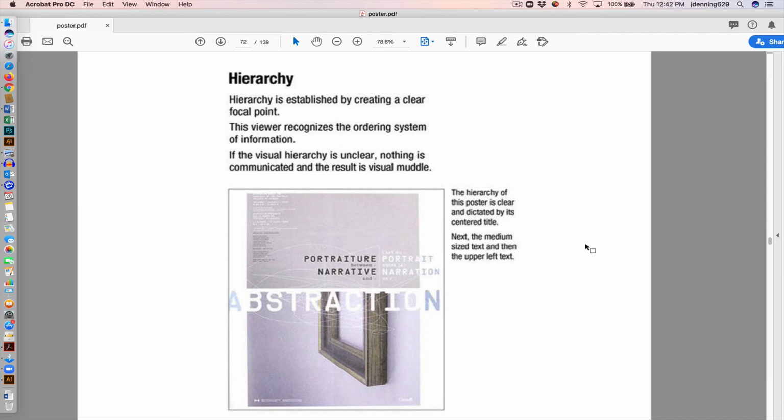Hierarchy. Hierarchy is established by creating a clear focal point. The viewer recognizes the ordering system of information. If the visual hierarchy is unclear, nothing is communicated and the result is visual muddle. So we have the centered title. That's the primary focal point. Next, the medium-sized text, probably the black text here. And third, the upper left.